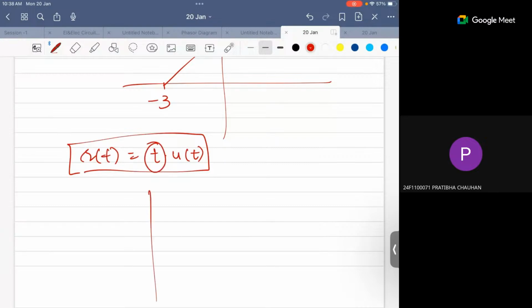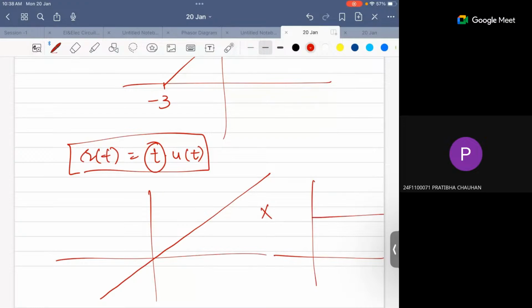For example, you take a t function, which will be defined from minus infinity to infinity. Now you multiply it with the unit step function that is defined from 0 to infinity only. So this will get cancelled. So you'll be left with what? The ramp function. Correct?